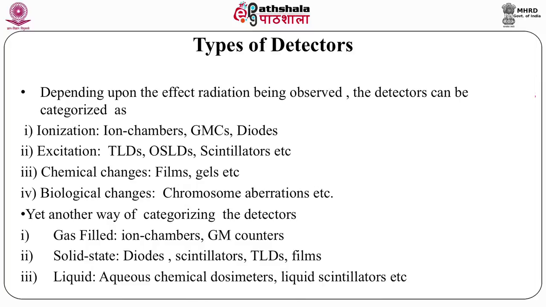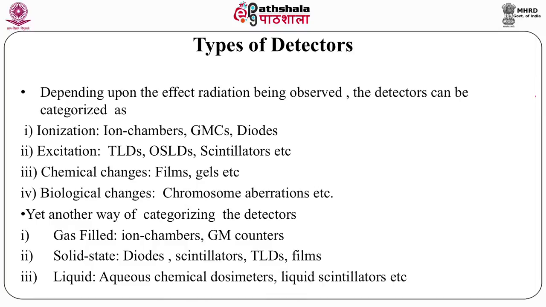Then the third category of detector depends on the chemical changes that radiation produces. We are all familiar with films, and how radiation can cause darkening, for example, on the photographic film. Similarly, even ionizing radiation can cause darkening of films, so films can be used to detect radiation. Similarly, there are certain gels which can also be used, because radiation can set in the process of polymerization or certain other changes, and then those gels can also be used as radiation detectors or dosimeters.